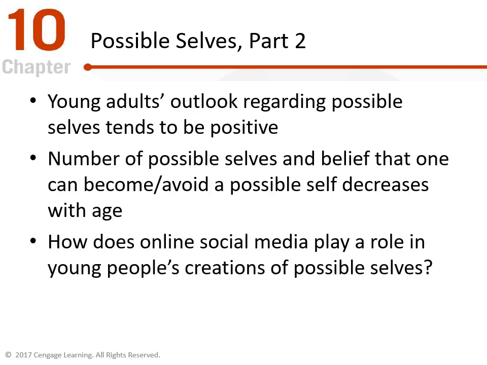So again, young adults' outlook regarding possible selves tends to be positive. The number of possible selves and the belief that one can become or avoid a possible self decreases with age.